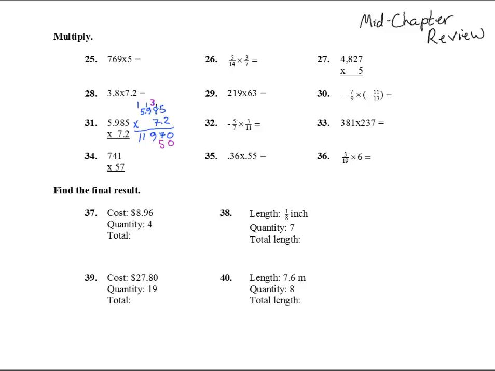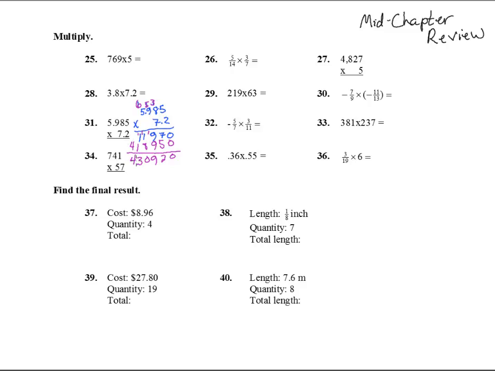7 times 8 is 56. Plus 3 is 59. 7 times 9 is 63. Plus 5 is 68. And then 7 times 5 is 35. Plus that 6 is 41. So we get 0, 2, carry the 1, that's 19. Carry the 1, that's 10. Carry the 1. Boy, a lot of carrying going on.